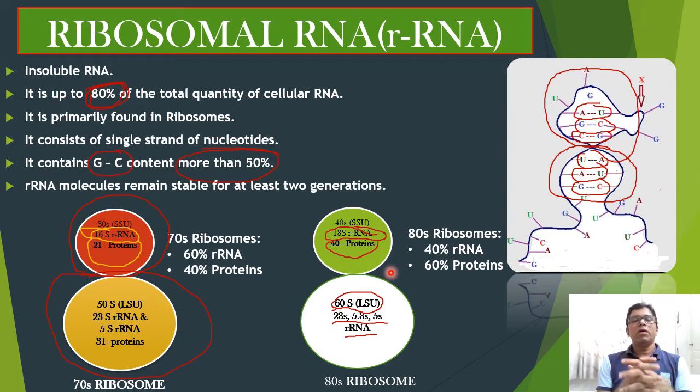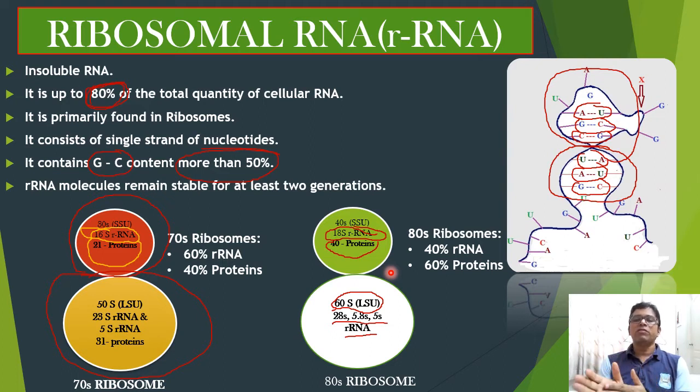It constitutes up to 80% of the total quantity of cellular RNA. rRNA is mainly found in ribosomes, and it is made up of a single strand of polynucleotide. This polynucleotide strand folds at many places and forms pseudo helices, where nitrogen bases show complementary base pairing.